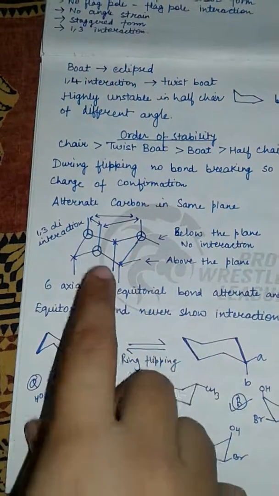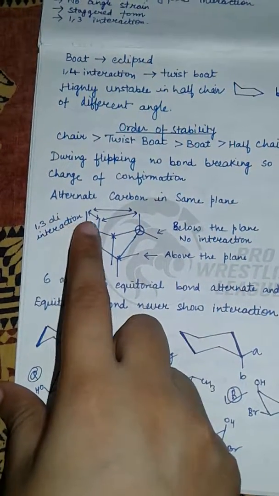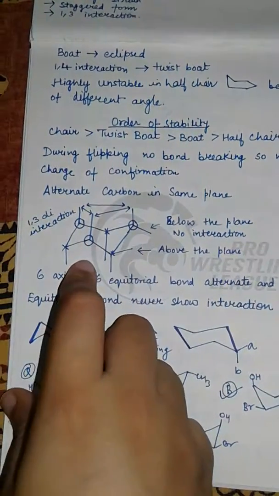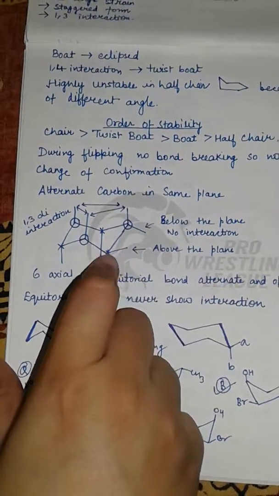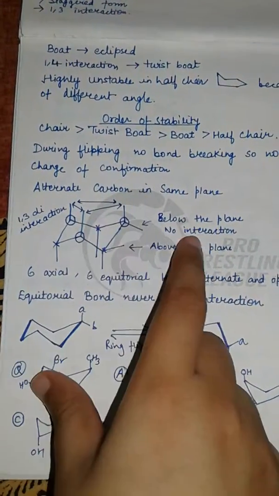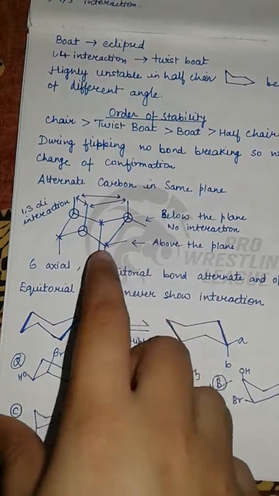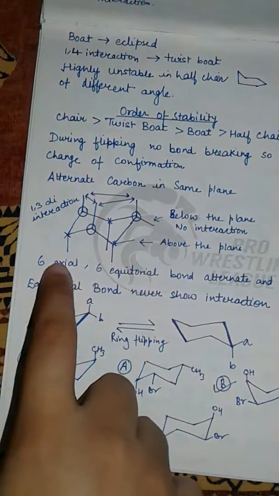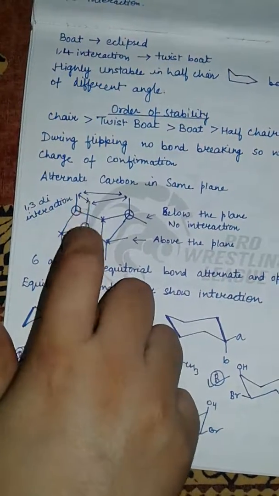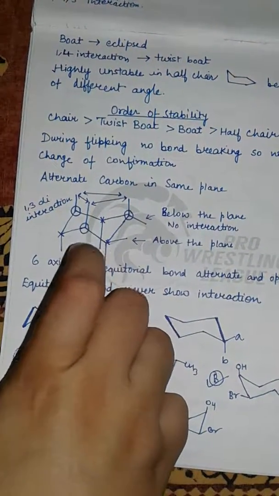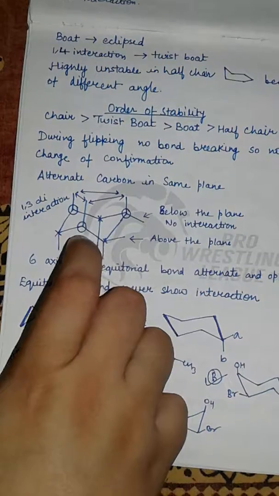Here, this is the 1,3-diaxial interaction in the chair form. This is axial. These are equatorial. Below the plane, no interaction. Above the plane, these are above the plane. There are 6 axial bonds: 1, 2, 3, 4, 5, 6.